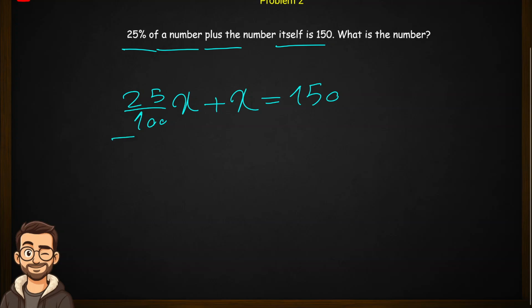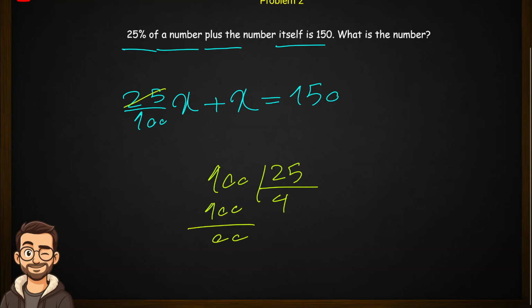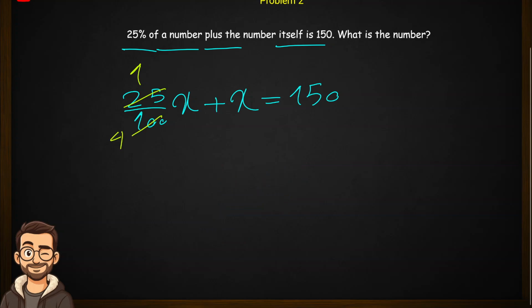First, we need to simplify the left-hand side. But here we have 25, and we have 25, we have 100. You can simplify this fraction. How? If you divide 100 by 25, you get 4. Do you agree? So it gives you 1 and it gives you 4, and in the end we have 1 over 4 of x plus 1x is 150.